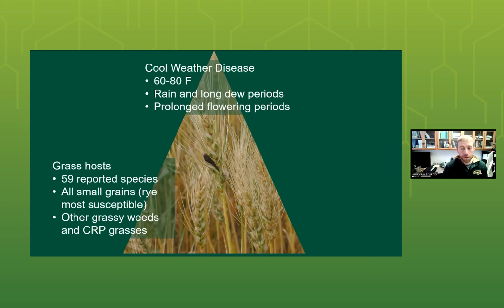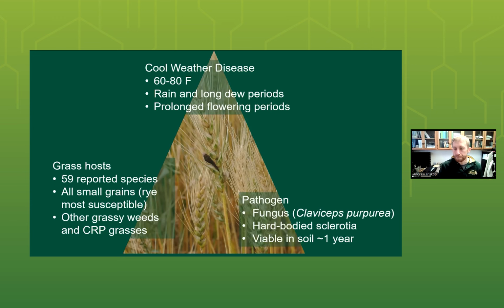When it comes to the environmental parameters, it's called a cool, wet disease. And what that translates into is 60 to 80 degrees, which is a pretty wide window as far as the temperature range, rain and long dew periods, and prolonged flowering periods. Okay, so some of those factors: sometimes the cooler it is, and the more wet or rain that we have in a small grain crop, the longer it takes to pollinate and produce flowering.